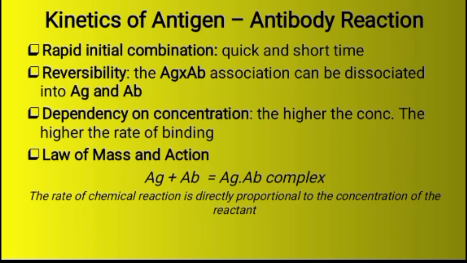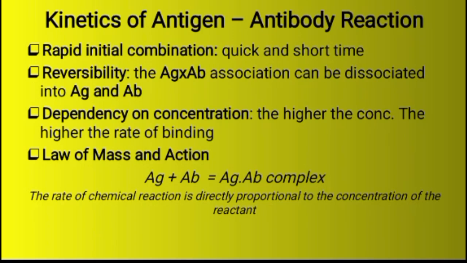Number three is the dependency on the concentration. The higher, that is the valency. How many concentrated antibodies are there to bind to how many antigens available? This can be defined by the valency and the binding sites on both the antigen and the antibody.